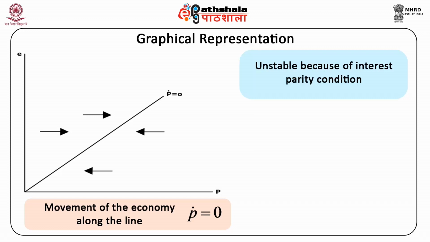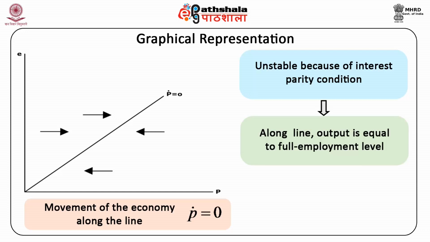Now coming to equation E, which is p dot is equal to pi y(e minus p). Putting p dot equal to 0, we get e is equal to p. Thus, p dot equal to 0 is a straight 45-degree line. The figure shows the motion of the economy along the p dot is equal to 0 line. Along the p dot is equal to 0 line, output is equal to the full employment level.